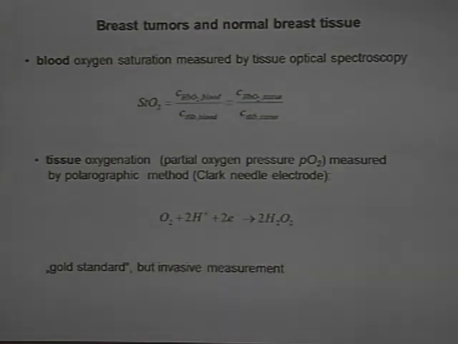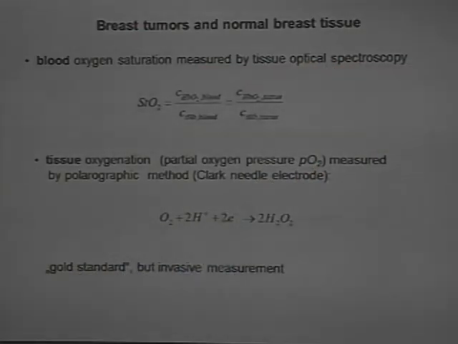So let me remind you of the definition of blood oxygen saturation. It's just the ratio of the concentration of oxyhemoglobin to total hemoglobin in blood, and the same applies, of course, to tissue. You just change the reference volume.